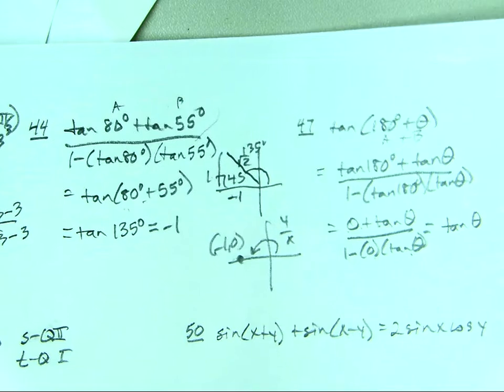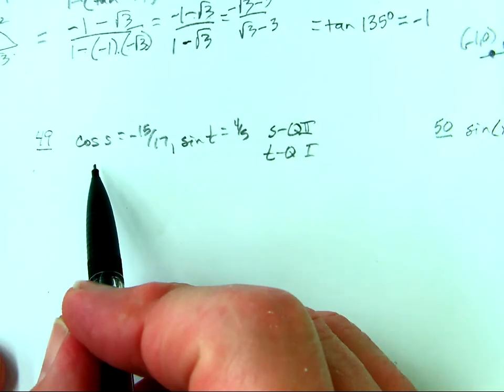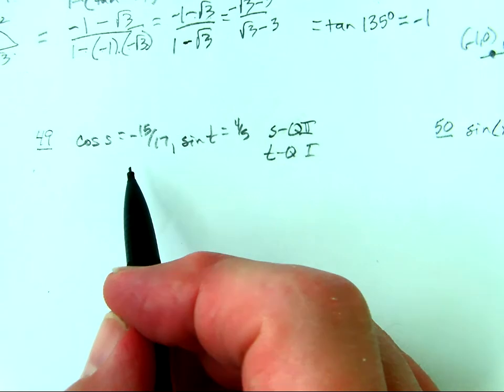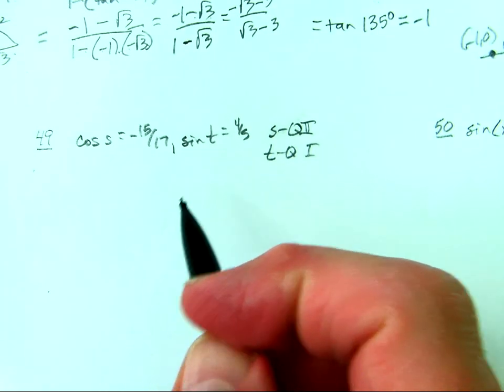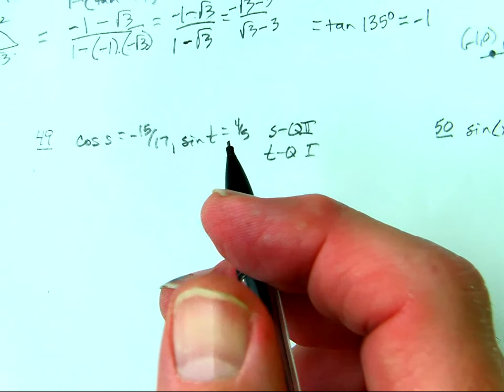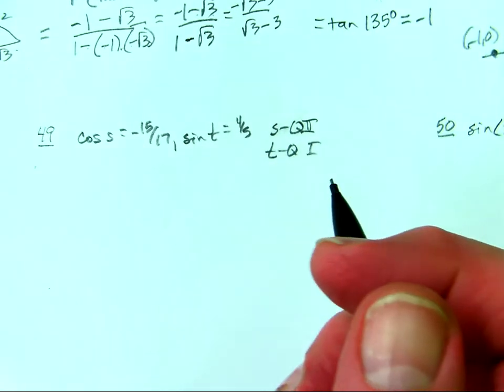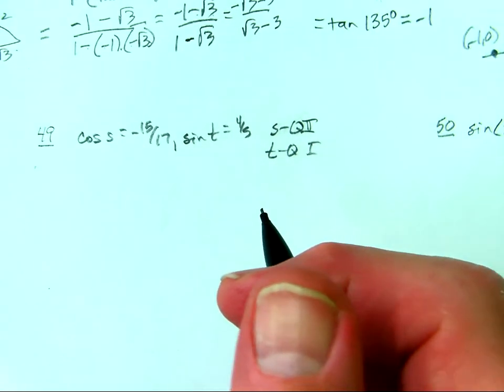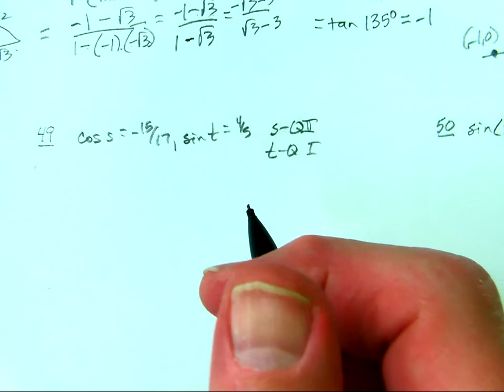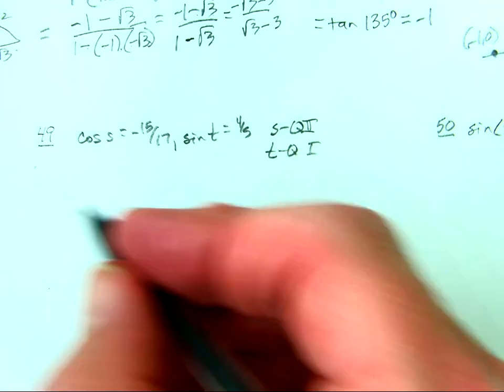Okay. Now 49, here they give us some information. Cosine S is a negative 15/17. Sine T is 4/5. Tells you S is in quadrant 2 and P is in quadrant 1. So we're going to find, it's asked us to find the sine of s plus t.